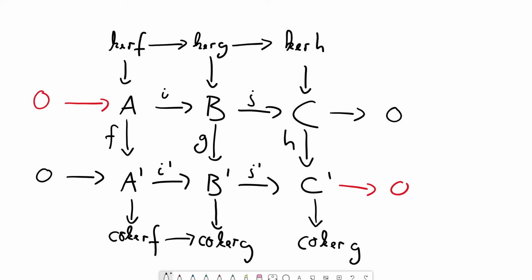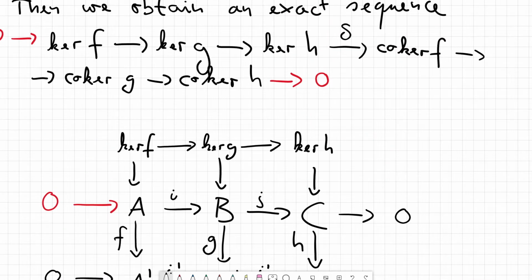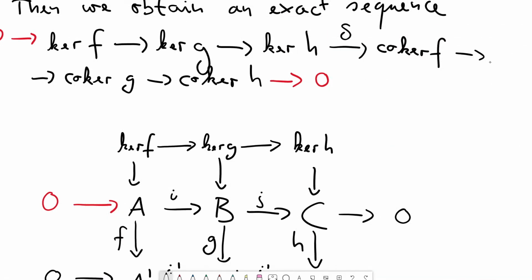And again, precisely the same argument repeating for this part of the diagram yields a morphism from the co-kernel of G. Oh, this is the co-kernel of H, excuse me. To the co-kernel of H. Let's leave a bit of space. Okay, so far so good. So this explains the last two morphisms of our exact sequence, this one and this one.